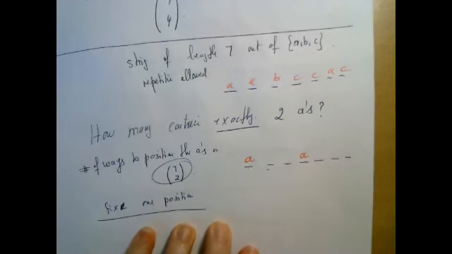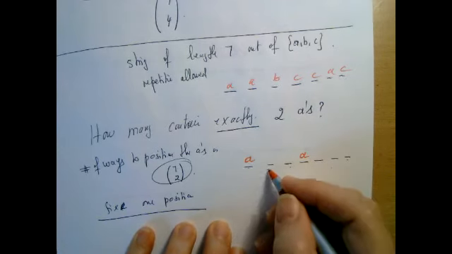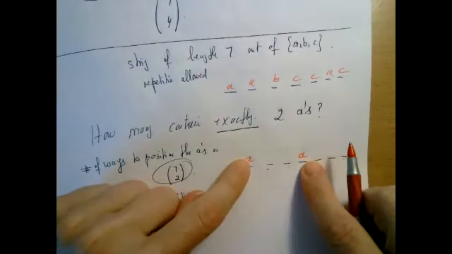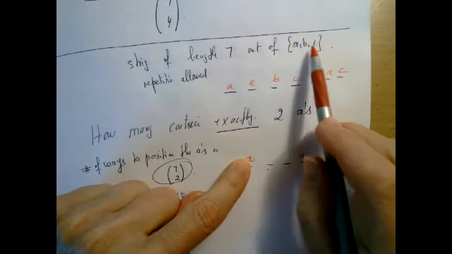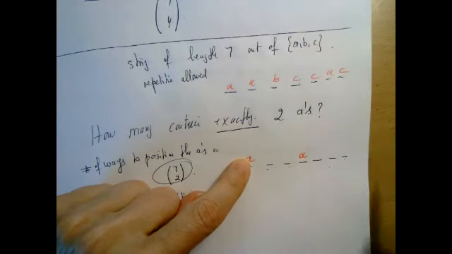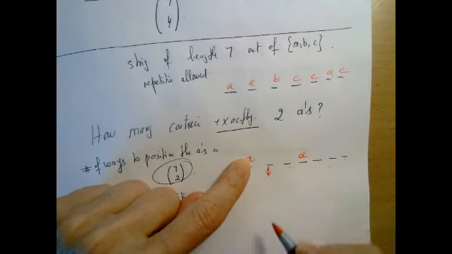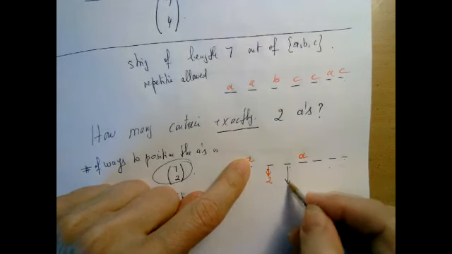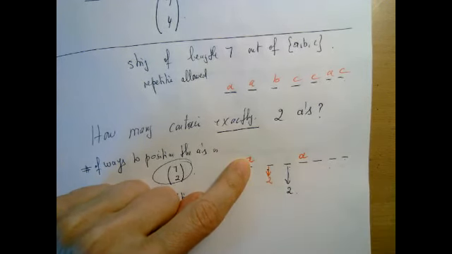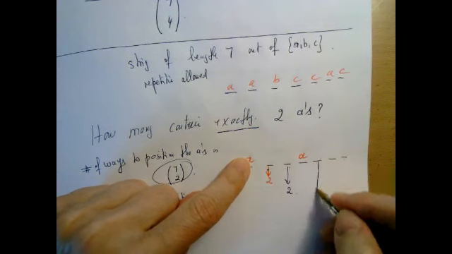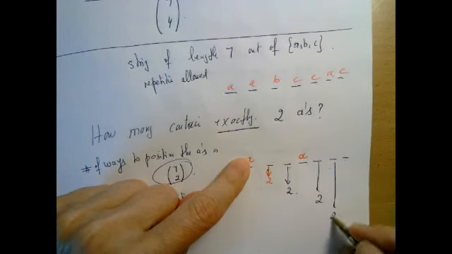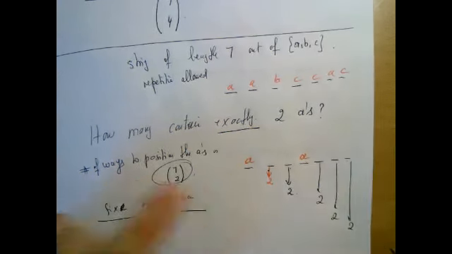You're still guessing. I want you to think. My A's are here. I still have 2 letters to play with. It's just 2 choices in each spot, so 2 to the 5th. I have 2 choices, 2 choices, 2 choices.